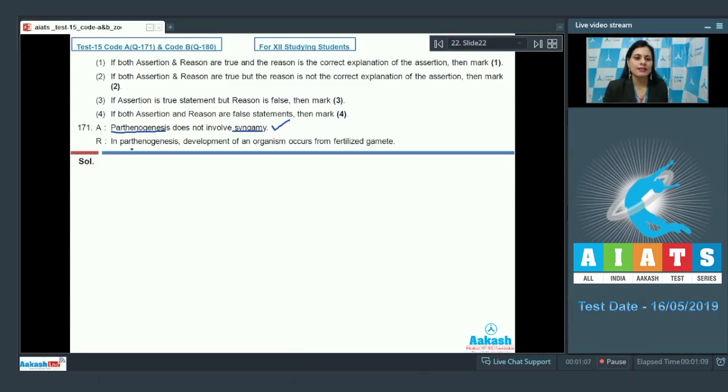The reason given is in parthenogenesis, development of an organism occurs from fertilized gamete, and this is an incorrect statement because in parthenogenesis, development of an organism occurs from unfertilized eggs. So the given reason is false, but as the assertion is a true statement, we can mark the answer as 3. Let's discuss our next question.